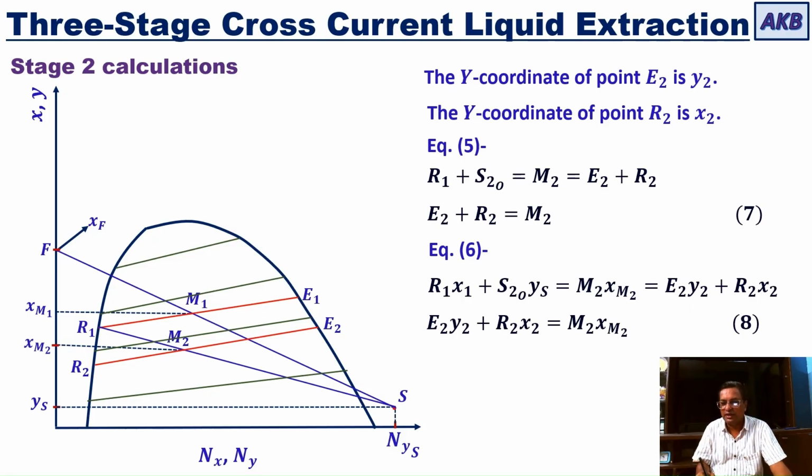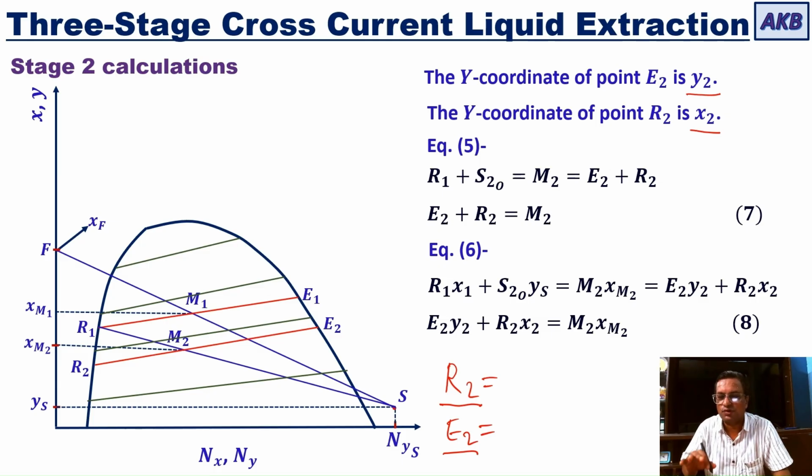So at the end of calculations for stage number 2, you know the quantity of raffinate that is coming out of stage number 2, and you know the quantity of extract that is coming out of stage number 2. So calculations for stage number 2 give us Y2, X2, R2, the quantity of raffinate, and E2, the quantity of extract. That completes our calculations for stage number 2.